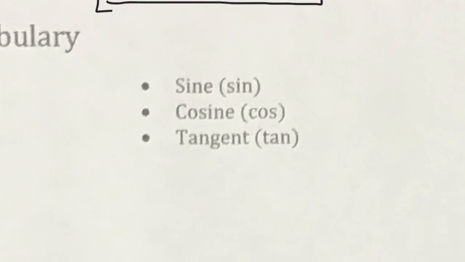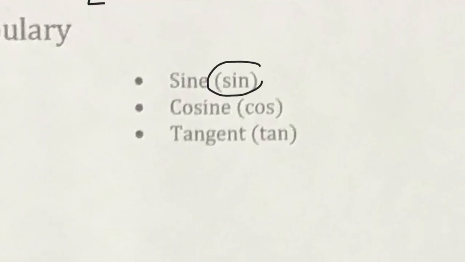Now, when you're looking at your calculator, you're going to see this word. This is not church. That's pronounced sine. That is an abbreviation for the word sine. It is not sin. It is sine. So you're talking about the sine of an angle. And this is cosine, and this is the tangent.